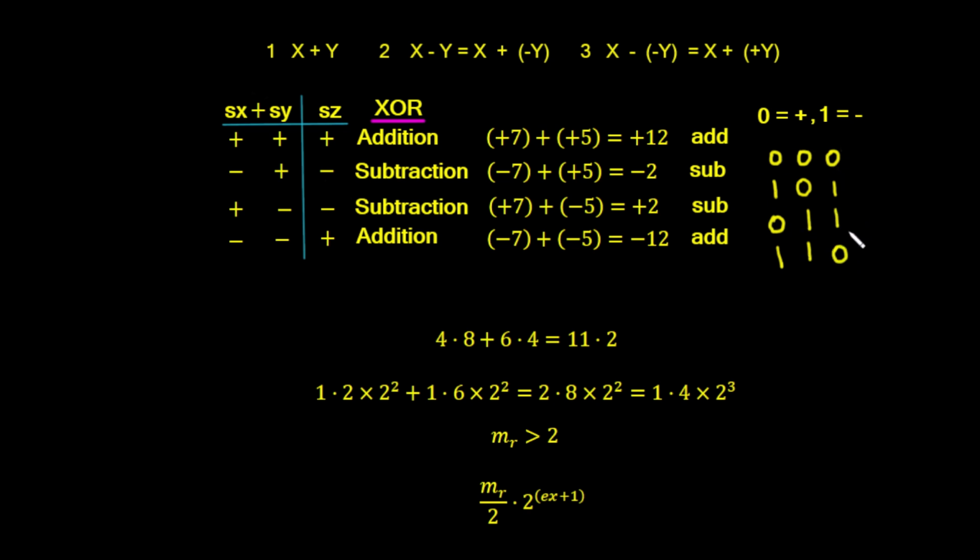Now this little truth table is a truth table for an exclusive OR. So we can use the exclusive OR gate in order to tell whether we're going to go through an addition or a subtraction. So these are the two things that we need to know before we get started. We need to know the sign of the output and also whether it's an addition or a subtraction that will give us the correct result.